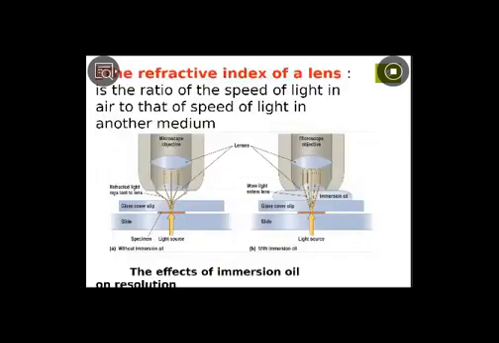The second thing is refractive index. You know refraction? It is inkisar. Okay, inkisar or refraction is the ratio of the speed of light in the air as compared to any other medium. Okay, so this is a very important thing to understand. What is a refractive index?